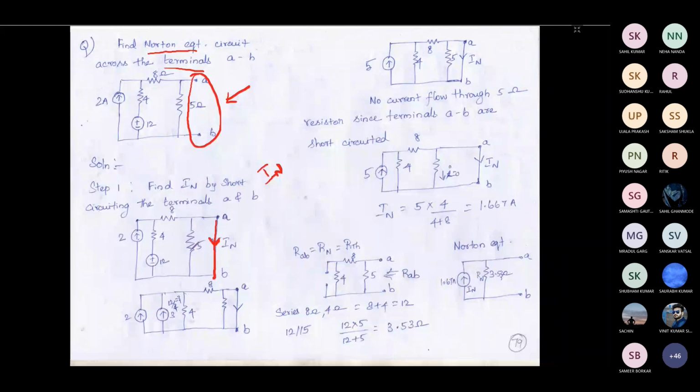Then what do you need to find? You need to find the current through this. How can I find the current through this? Again, I can apply mesh analysis or nodal analysis in order to find the current, or you can do the circuit reduction also in order to find the current.